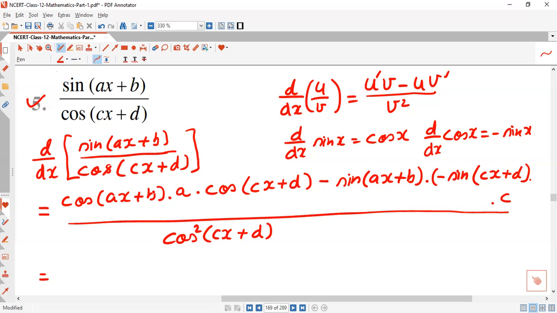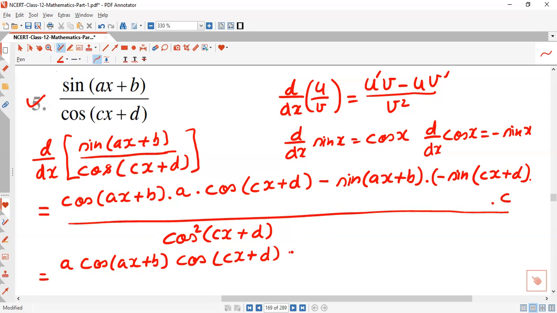So now the next line. This is a cos(ax + b) cos(cx + d), a, and sin(ax + b) minus sin(cx + d) dot c. Yes, this is the answer. There is no need to simplify further. You may simplify or write the answer this way. A is a real number, so first we write the a, a better way: cos(ax + b) cos(cx + d). We are only rearranging the terms so that the answer looks good.